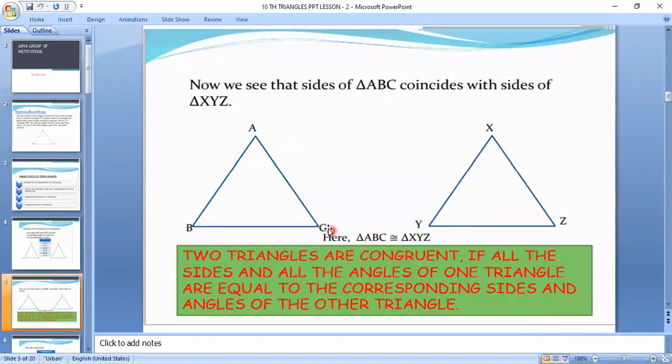Now we see that the sides of triangle ABC coincide with the sides of triangle XYZ. If you keep one upon the other, they will overlap. So triangle ABC is congruent to triangle XYZ because A, X, B, Y and C, Z all coincide with one another. Then the two triangles are congruent.